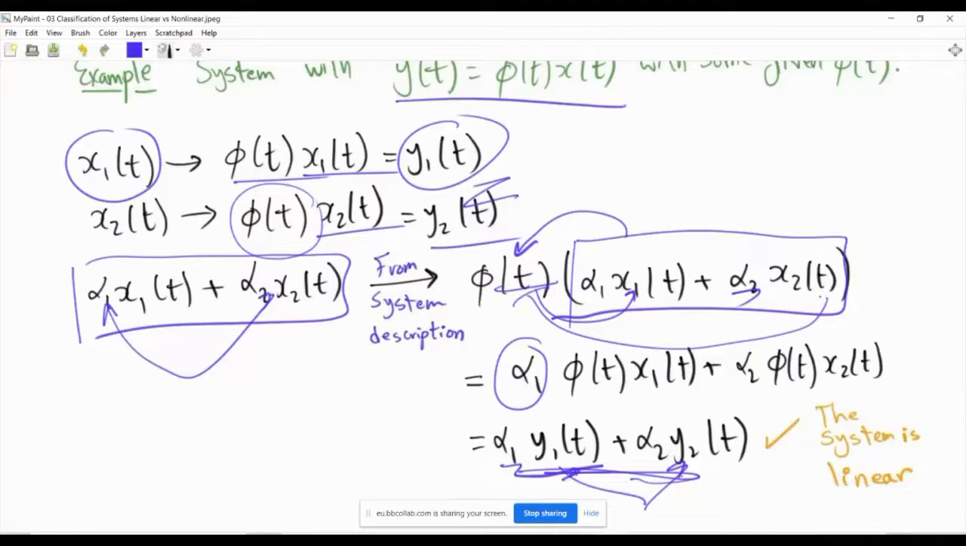And basically there is no constraint here. x1 can be anything, x2 can be anything, alpha 1 and alpha 2 can be anything. So the test of linearity is okay. There are no violations. This system is indeed a linear system, regardless of phi of t. A system that takes a signal and multiplies it by some given signal is a linear system.